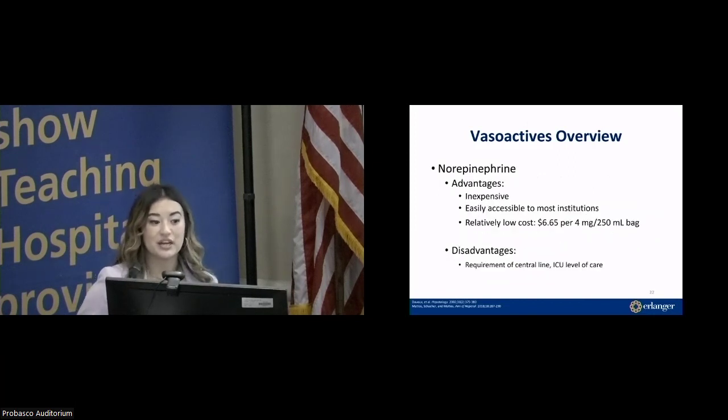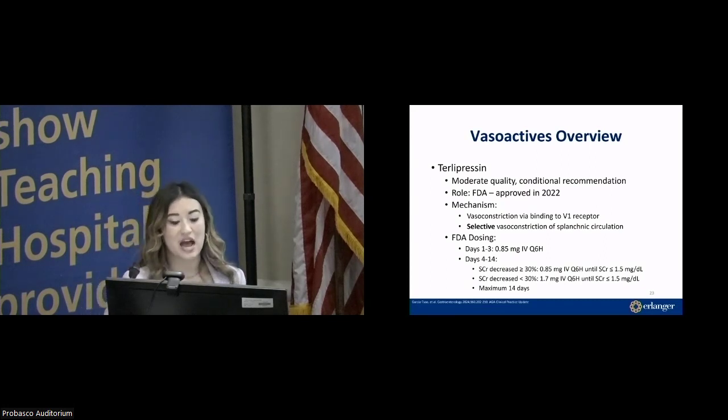Advantages include that it's inexpensive, easily acceptable to most institutions, and has a relatively low cost. However, it of course requires ICU level care and requirement of a central line at most institutions.